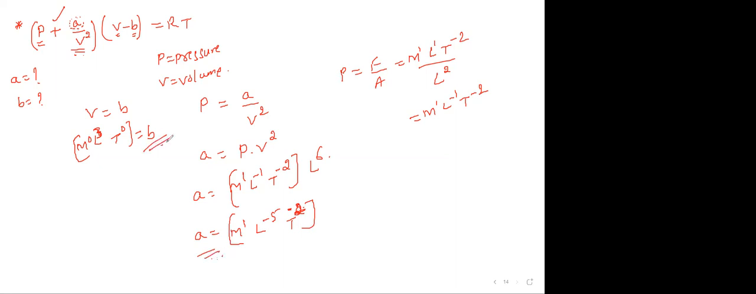So if they give any equations, you can write the dimensional formula for the constants. They may ask you to write the dimension of the constants by giving equations like this. For 1 mark or 2 marks, they may ask this type of questions.